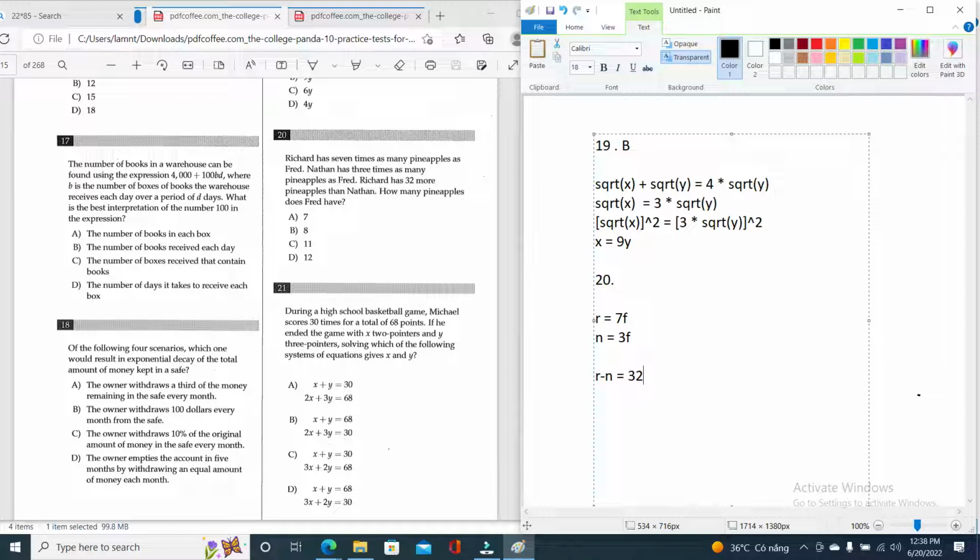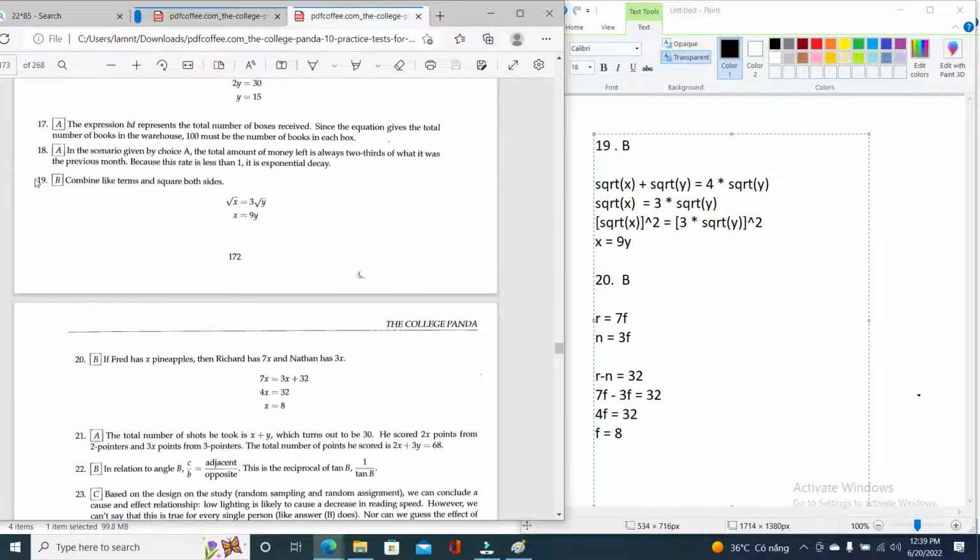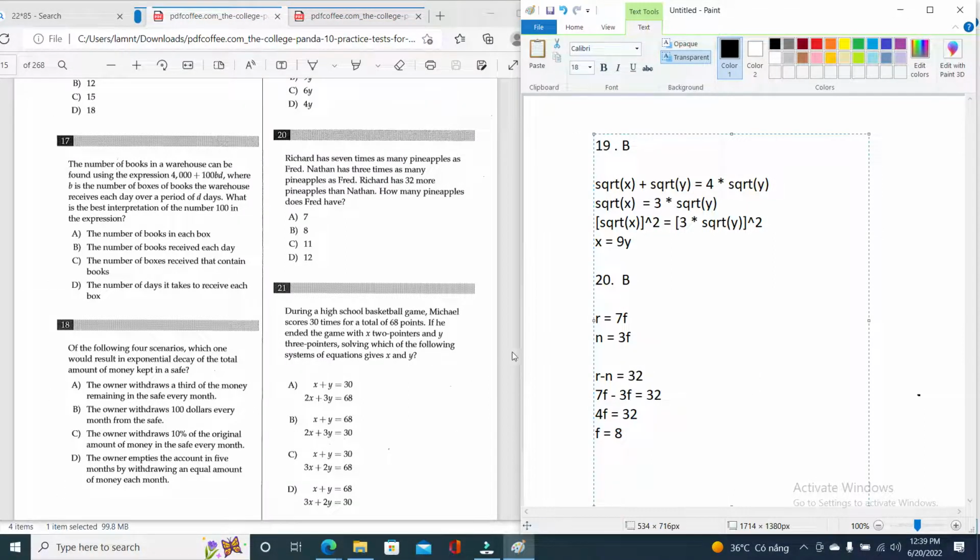Alright, so here we have R is 7F and N is 3F, so 7F minus 3F equals 32. So 4F equals 32 and F equals 8, right? So the answer for 20 is B. Alright, 19 is B and 20 is also B, so that's valid. Alright, let's keep going.